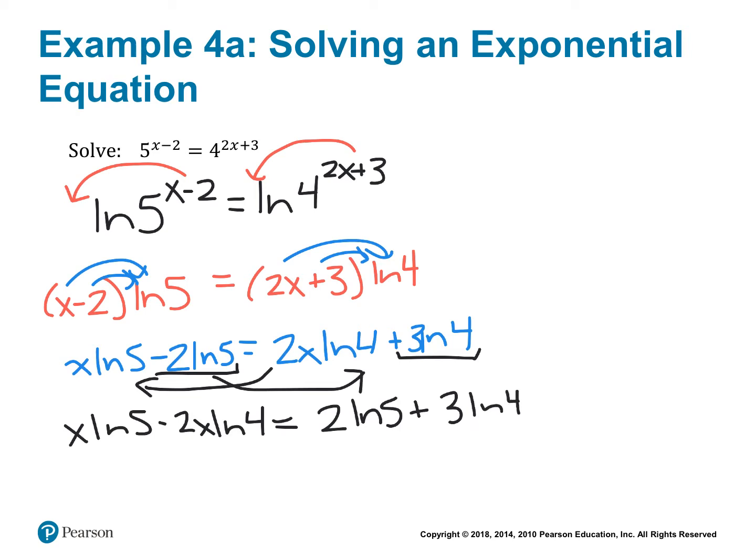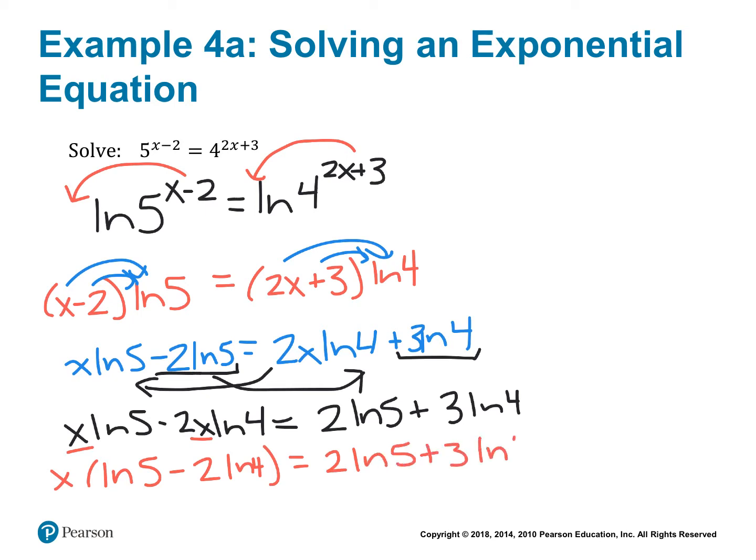Okay, and the reason we did that is because now I can pull the x out of both of these. So if I factor the x out, I'd be left with the natural log of 5 minus 2 times the natural log of 4. And the other side I can't factor anything out, so I'll just rewrite it.